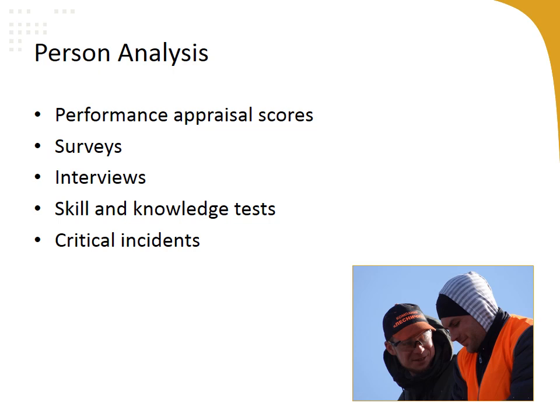The third and final step in the needs analysis process is determining which employees need training in which areas. So now we're starting to narrow our focus to the individual level and look at person analysis. So person analysis is based on the recognition that not every employee needs further training for every task performed. So to determine the individual training needs for each employee, person analysis uses performance appraisal scores, surveys, interviews, skill and knowledge tests, and critical incidences that the supervisor recorded where they did something really well or they did something really poorly. And all those things are taken together to identify the individual training needs for employees.